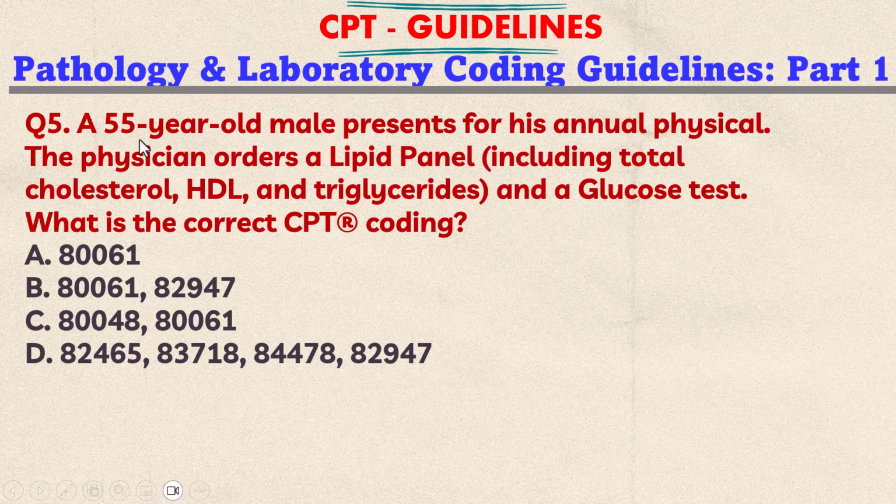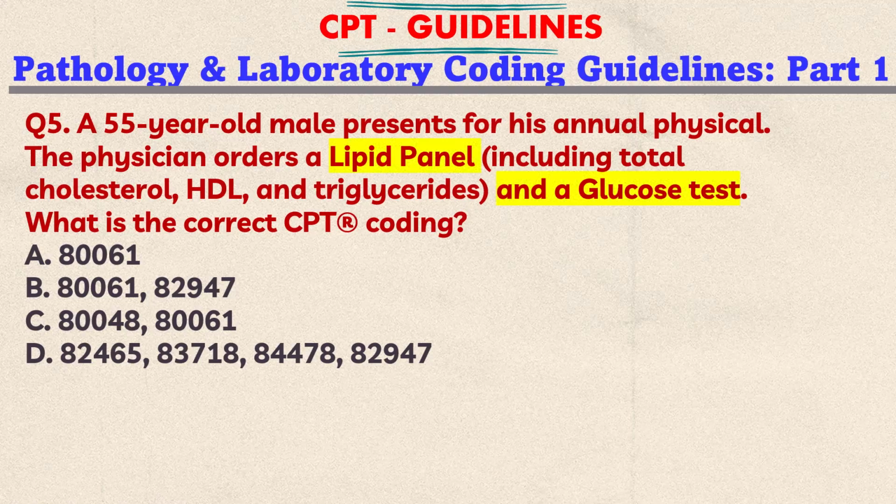Question number 5. A 55-year-old male presents for his annual physical. The physician orders a lipid panel including total cholesterol, HDL and triglycerides, and a glucose test. What is the correct CPT coding? So there are 4 answers available. Take your CPT code book and find the answer.